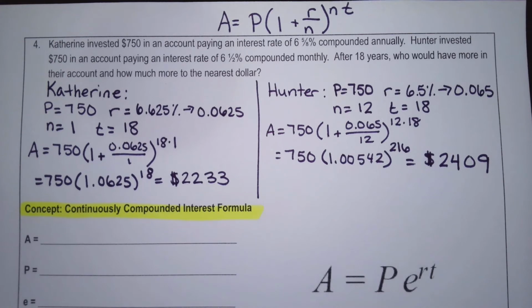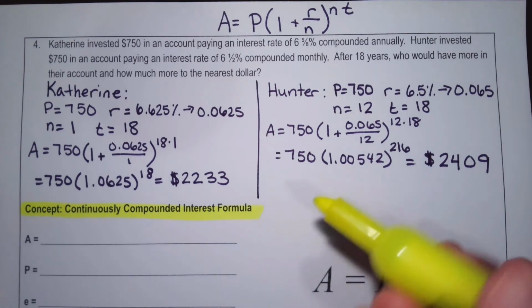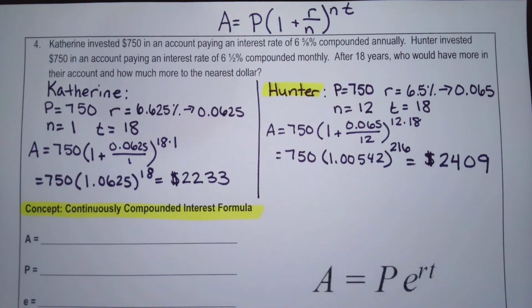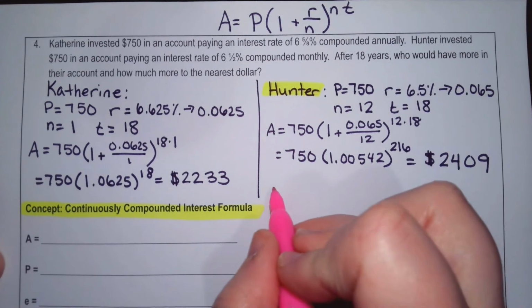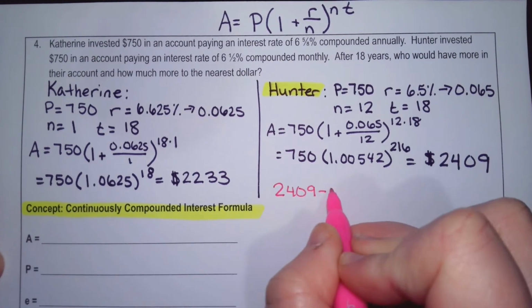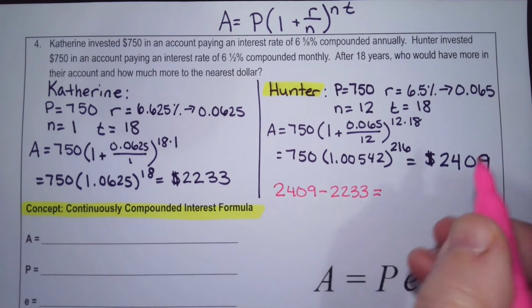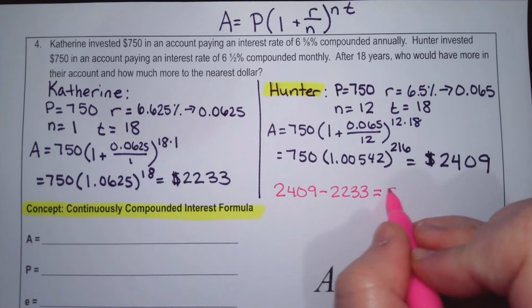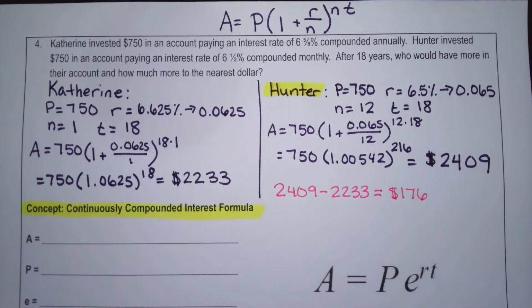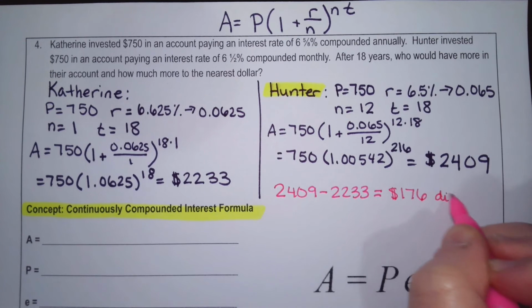So the question is, who would have more in their account and how much more to the nearest dollar? Well, from our calculations, Hunter comes out on top. He got more money, 2,409 compared to 2,233. So now we just need to calculate the difference. 2,409 minus 2,233. So the difference would be $176 difference.